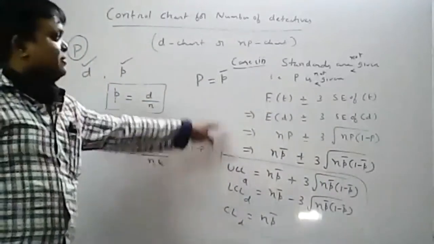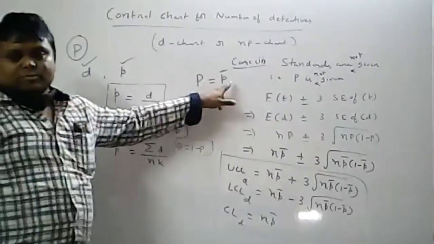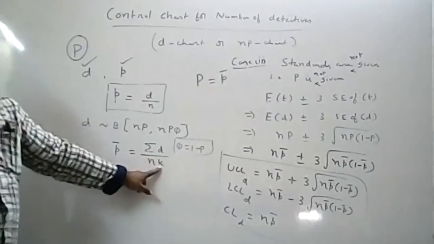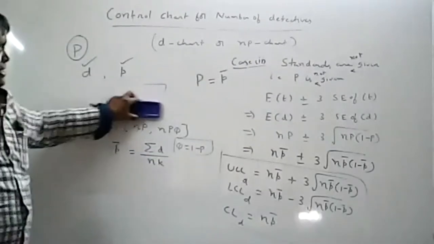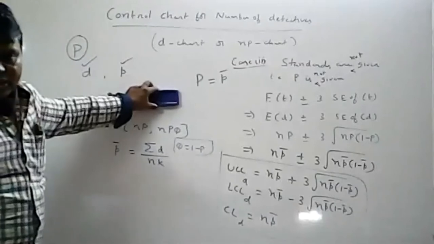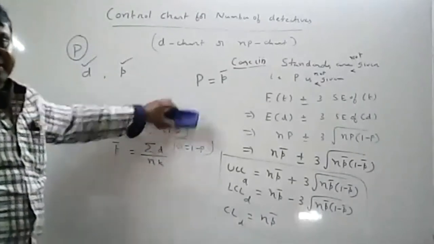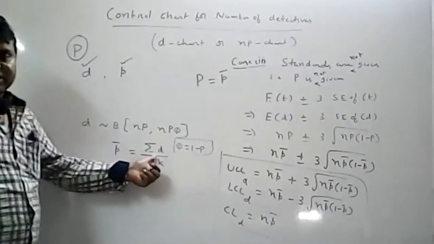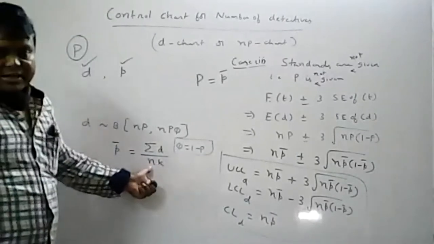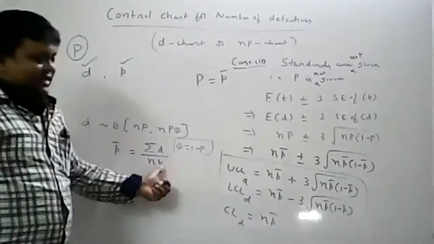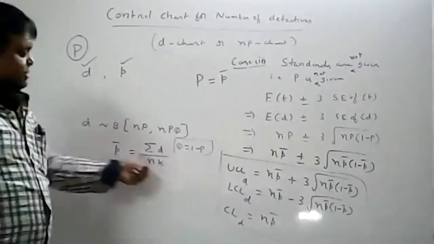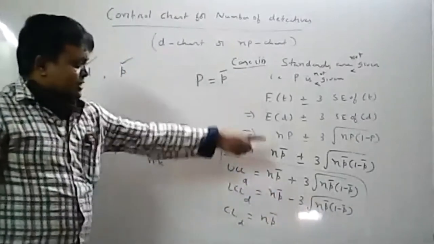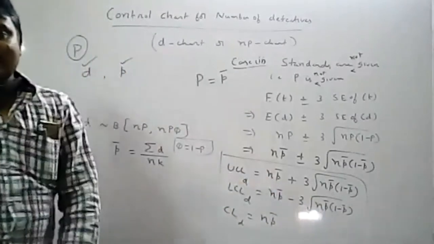Whenever standards are not given, you can estimate capital P by using small P bar. What is the small P bar formula? Small P bar equal to summation D by N into K. You don't require P values in D chart. In P chart, you require P values. In the D chart, directly you can calculate P bar by using this formula. N means in each sample how many observations are there, and K is nothing but how many independent samples you have considered. If I know P bar, you can calculate 1 minus P bar. So these are the formulas you have to use whenever standards are not given.